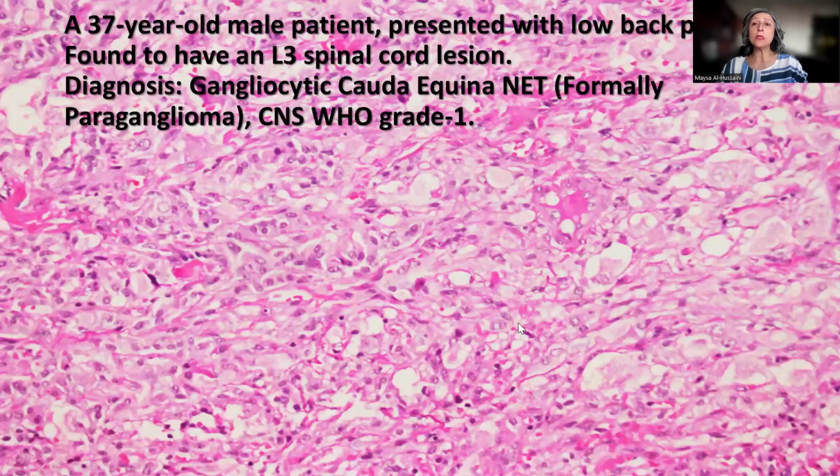So in conclusion, this case used to be known as Cauda Equina paraganglioma. Now the new terminology adopted by the WHO is Cauda Equina neuroendocrine tumor, and this is considered to be grade 1 per the WHO classification. Now remember, because of the presence of the gangliocytic component, this is usually added to the name. So this is the gangliocytic Cauda Equina neuroendocrine tumor.